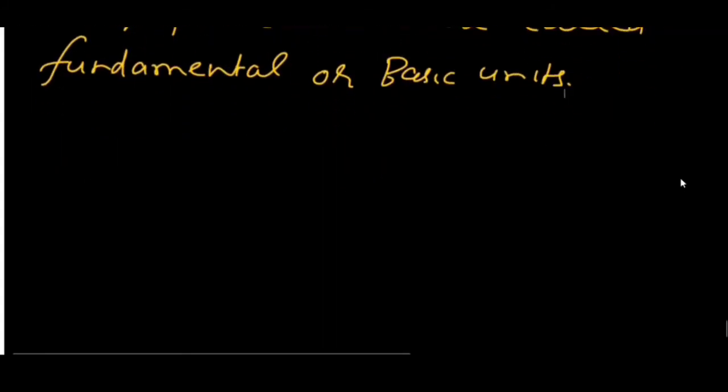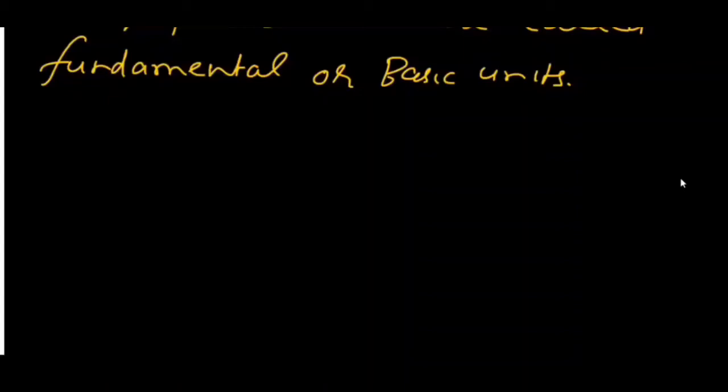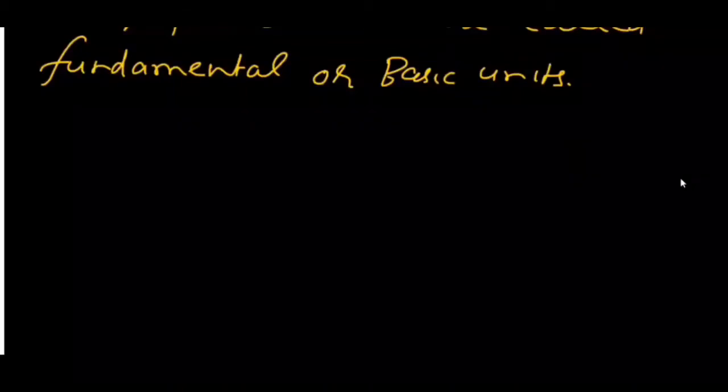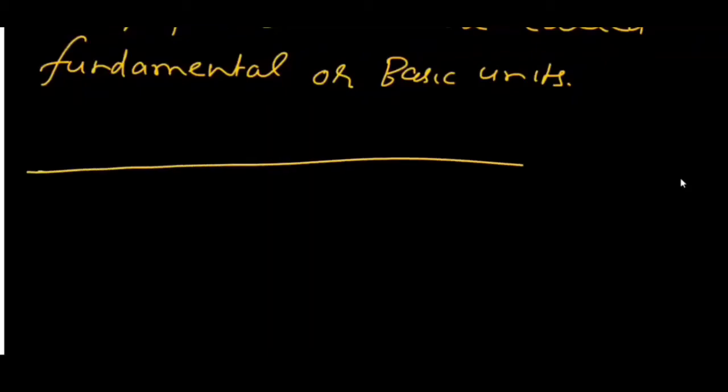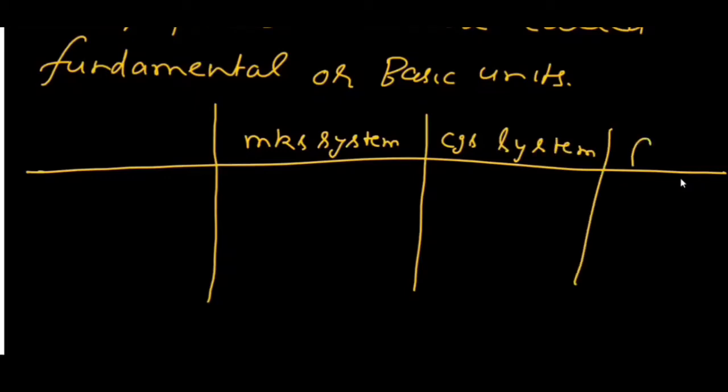In the starting of science, at the time when science started and inventions started, at that time 3 physical quantities were chosen by the scientists. One is length, second is mass, third is time, and the units of these 3 physical quantities were decided. There were 3 systems in the starting, governed by different scientists of different countries. The first is the MKS system. The second one is the CGS system. The third one is the FPS system.